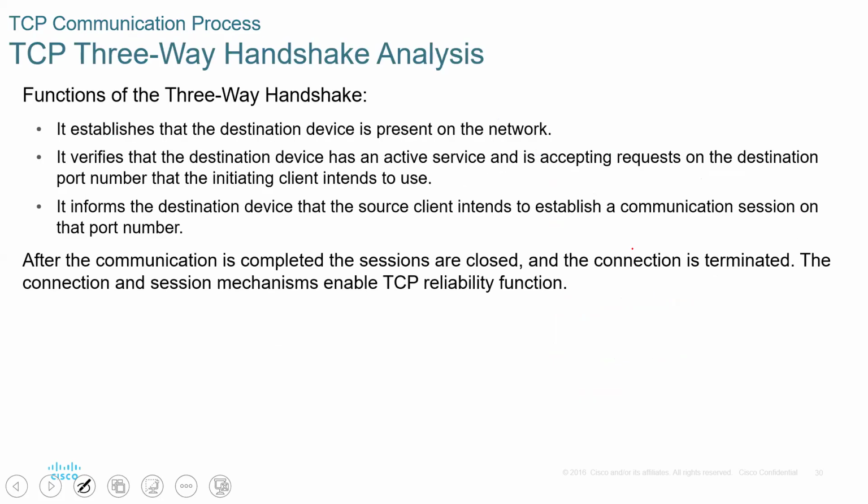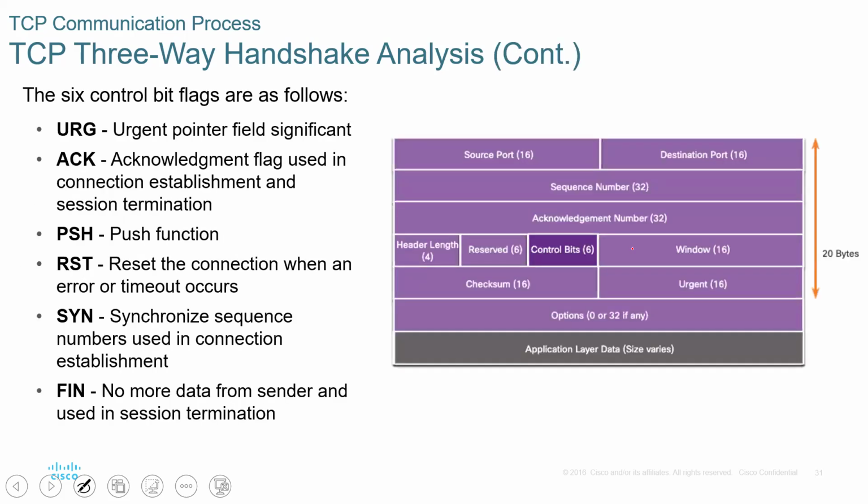So the function of the three-way handshake is that it establishes the destination device is present on the network. It verifies that the destination device has an active service and is accepting requests on the destination port number that the initiating client holds to use. It also informs the destination device that the source client intends to establish a communication session on that port number. So after the communication is completed, the sessions are closed. The connection is terminated. The connection and the session mechanisms enable TCP reliability function. So that is the function of the three-way handshake.